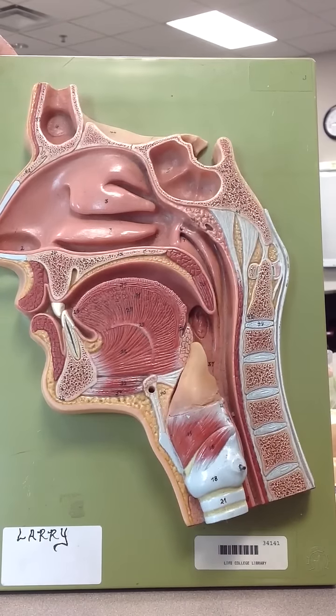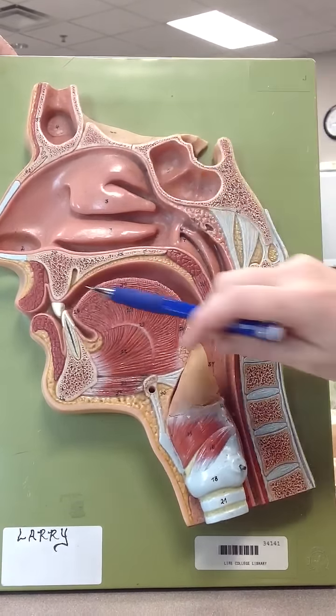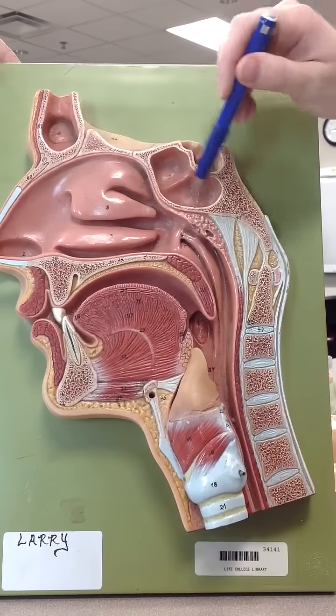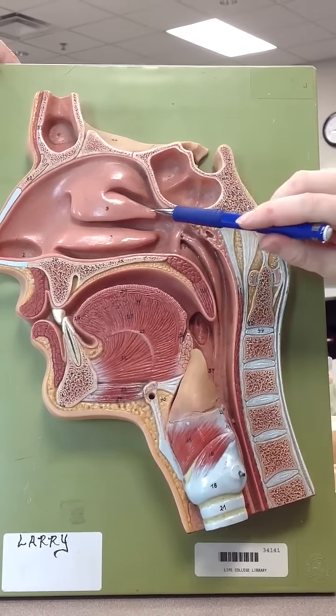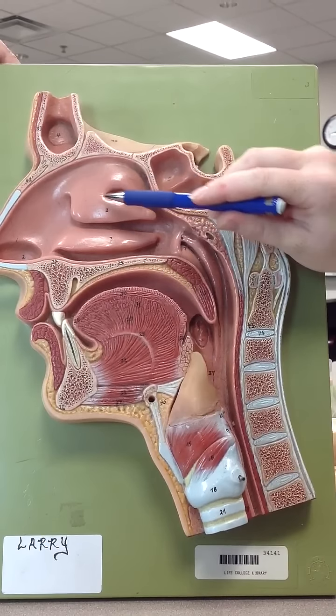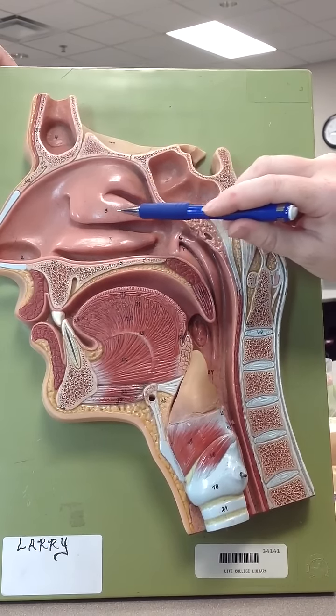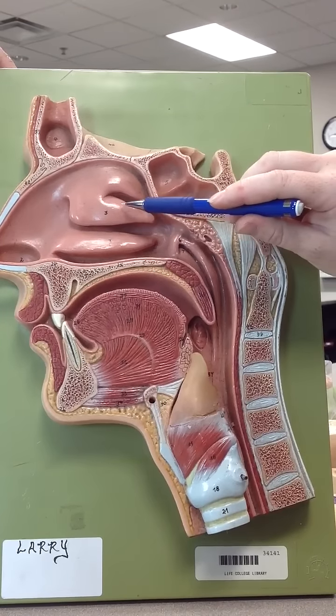All right, we're looking at the nasal cavity, the nasopharynx, the oral cavity, and the oropharynx. This is the superior meatus. Remember, the sphenoid sinus drains into the superior meatus. If we flip up the middle meatus, we would see the ethmoid bulla, the opening to the frontal sinus, the opening to the maxillary sinus, and the hiatus semilunaris.